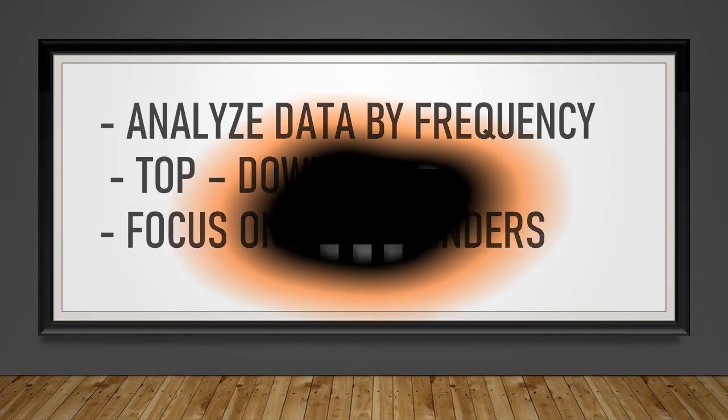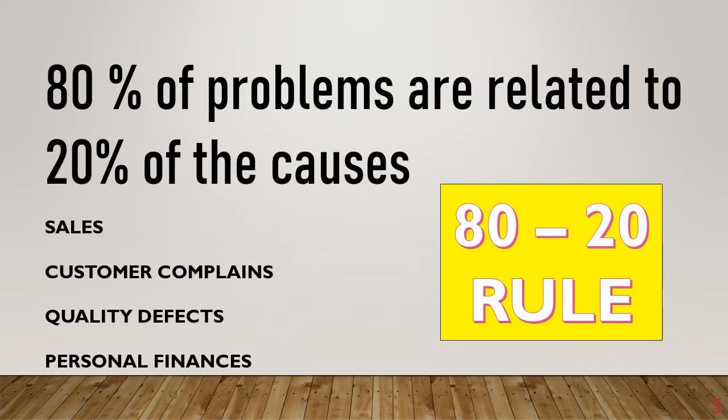That is the 80-20 rule. That means that 80% of the problems is related to 20% of the causes. So we can use this 80-20 rule to give priority to sales, to customer complaints, quality defects, personal finance, and many other parameters that we are studying.